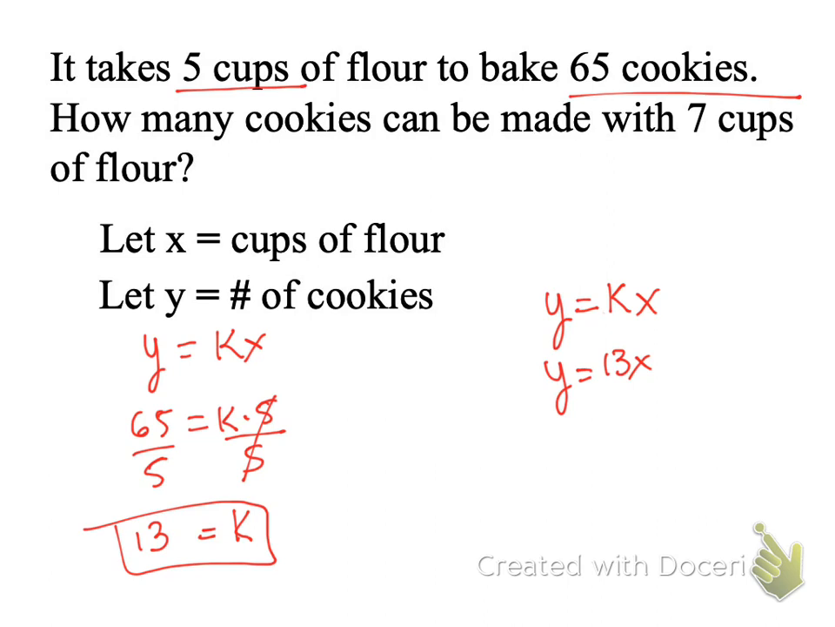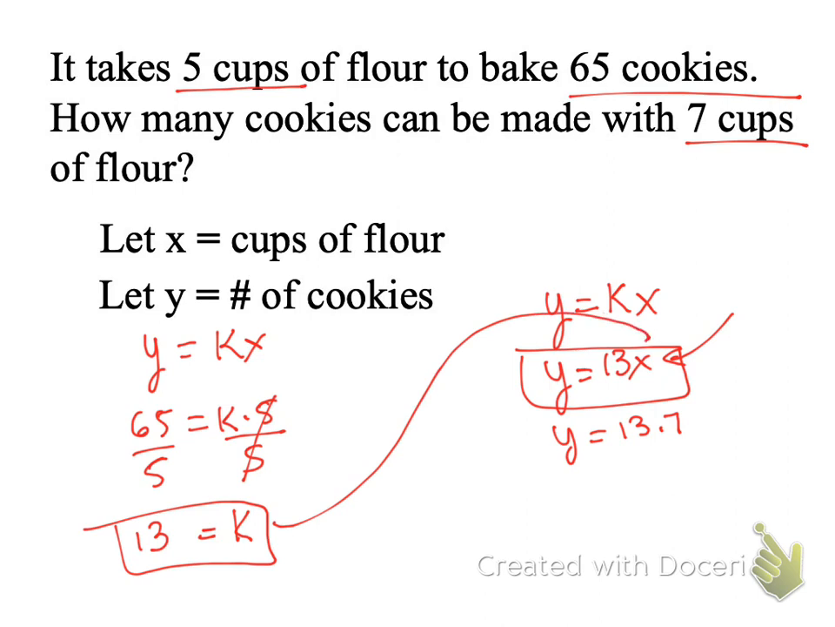And now it says we're going to put 7 cups in. Y equals. So you're all right in what you were saying. I just wanted you to realize that this is actually the equation for any cups of flour to cookies. Does that make sense? I'm going to take that and substitute it in. Okay, questions? Y equals 13 times 7 is 91, and 91 stands for cookies.